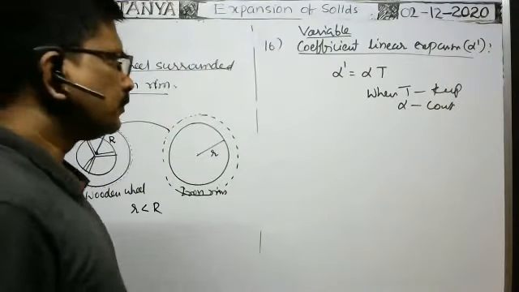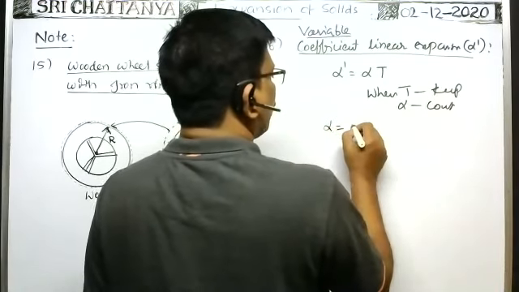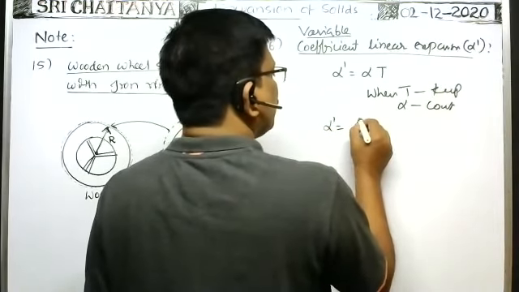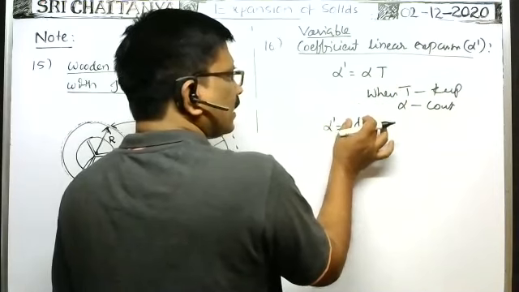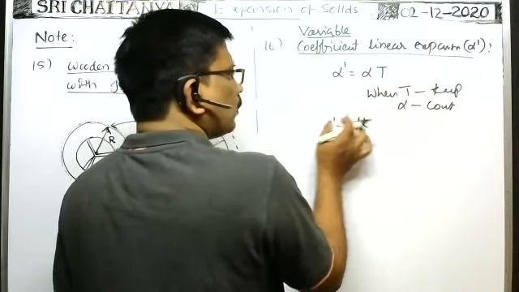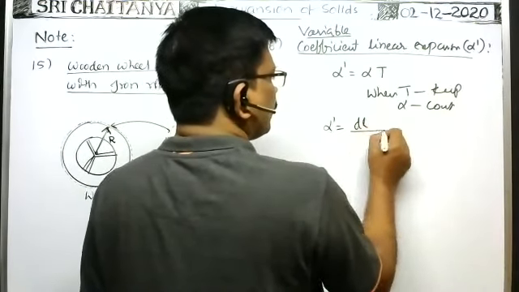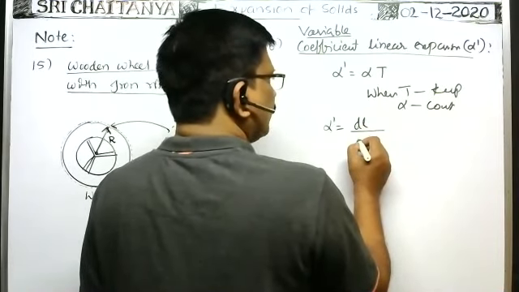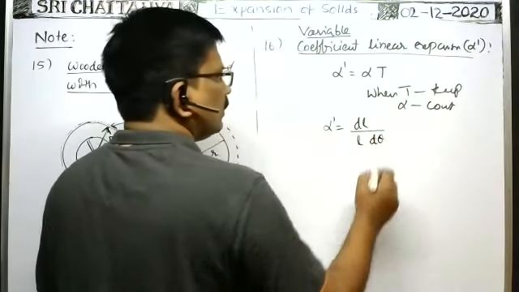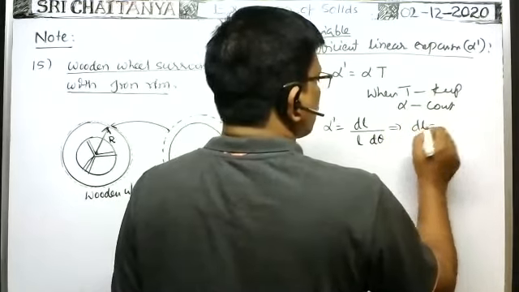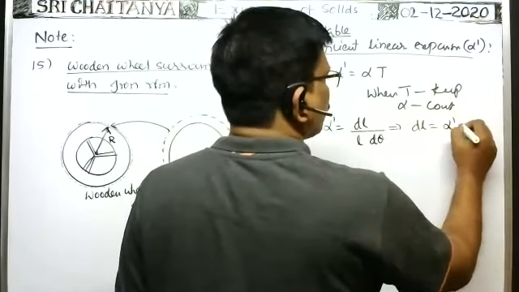In such a case, how can we find it? We already know the formula: alpha dash is equal to the increase in length of the rod divided by the original length into the rise of temperature. As alpha dash is variable, for a small rise of temperature, say d theta, the small increase in length of the rod is delta L, and alpha dash remains almost constant. That's why alpha dash is equal to the small increase in length by original length L into d theta. This implies the small increase in length of the rod upon heating by a small amount is equal to alpha dash L into d theta.